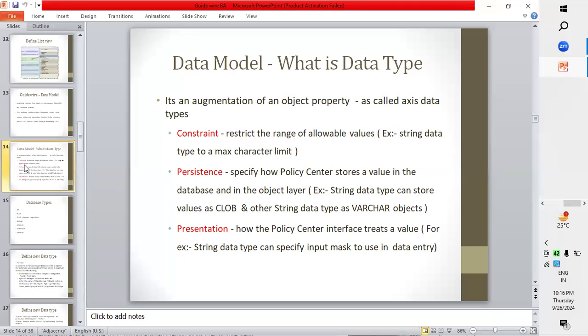Next one, presentation. This majorly deals with the value, whatever the value number, the value that creates or reads, that treats while using.